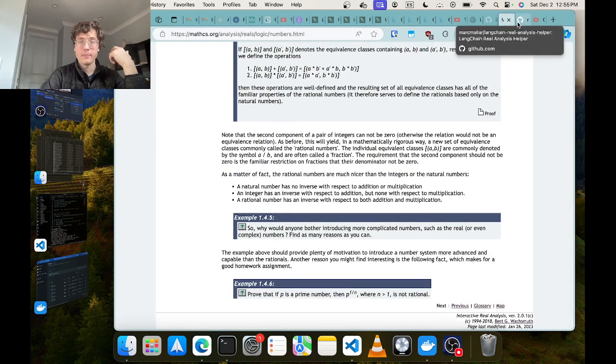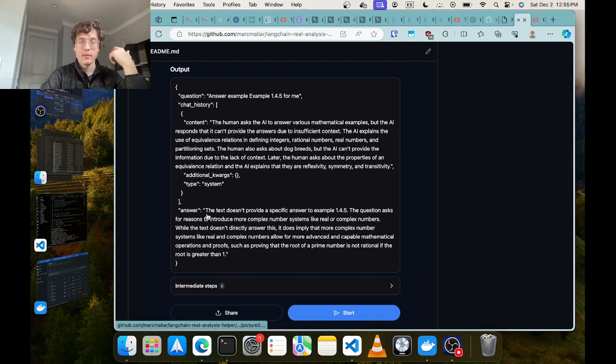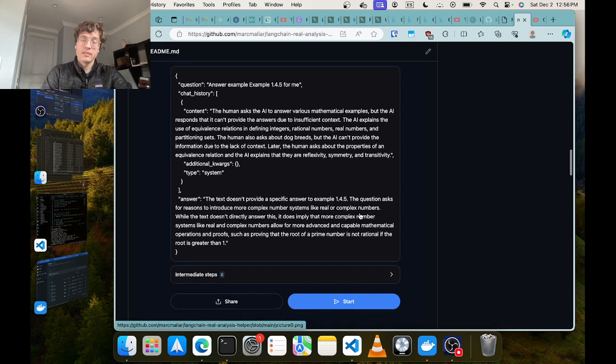So let's take a look at what happens when we ask that question. The text doesn't provide a specific answer to example 1.4.5. So you see, exactly as it says, this is what I was talking about, where this specific LLM chain is quite limited. If the answer isn't found directly in the context, it's not going to bother answering the question. So that's kind of bad for this use case, but good for other use cases, as I mentioned before.